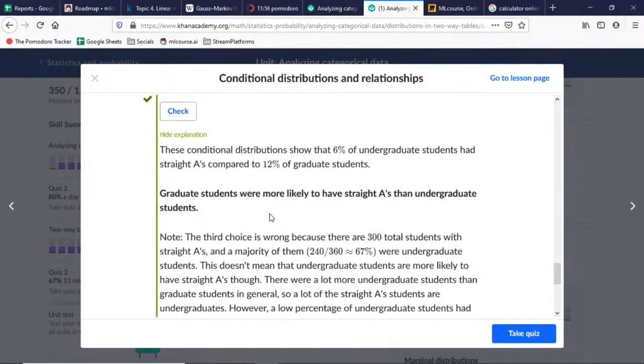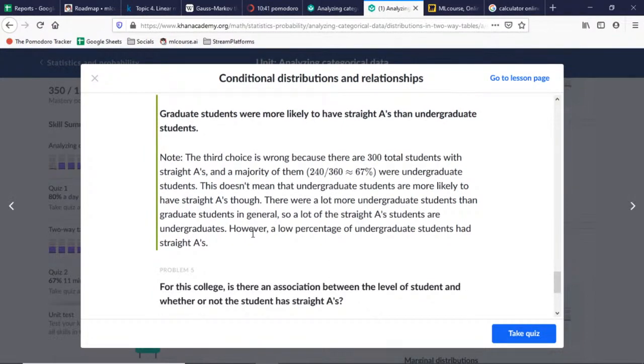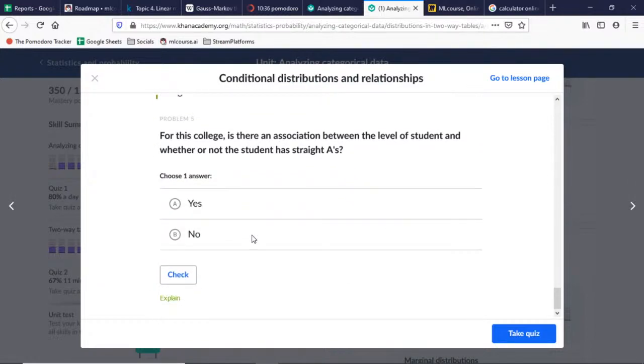This distribution shows that undergraduate students... the choice is wrong, because there are 300 total students with straight A's and the majority of them were undergraduates. This doesn't mean that undergraduate students are more likely. There were a lot of undergraduate students and graduate students. However, a low percentage of undergraduate students got straight A's. For this college, is there any association between the level of students and whether or not they get straight A's?